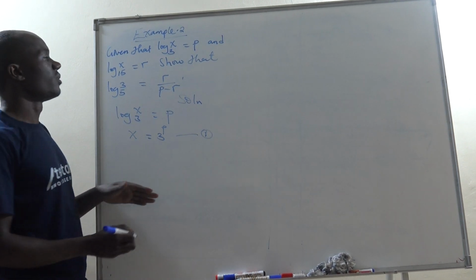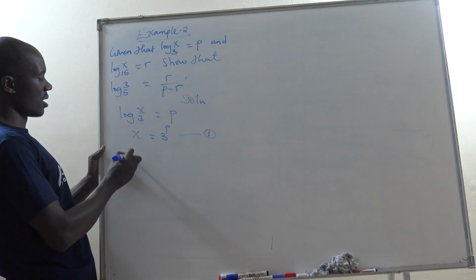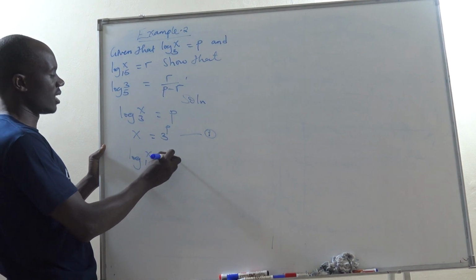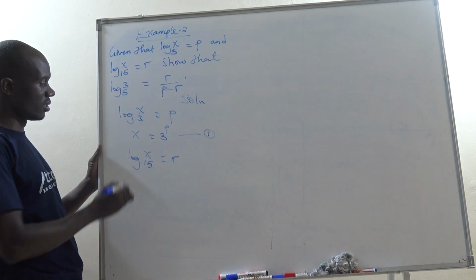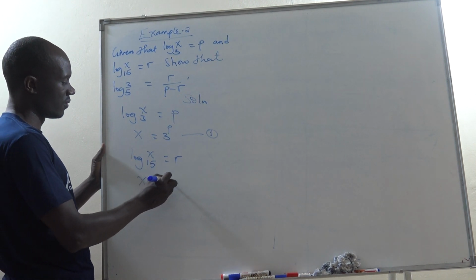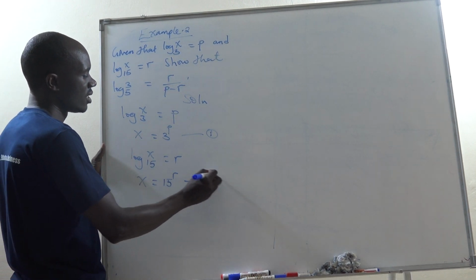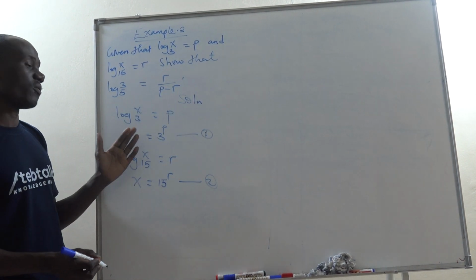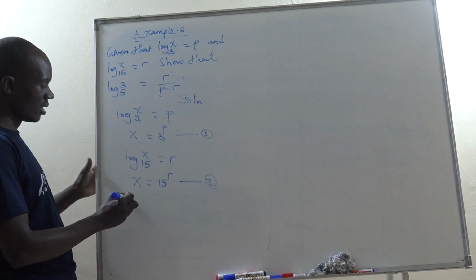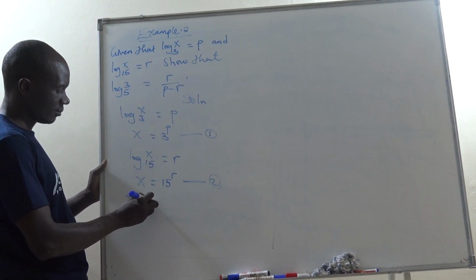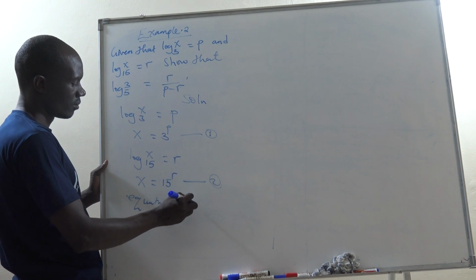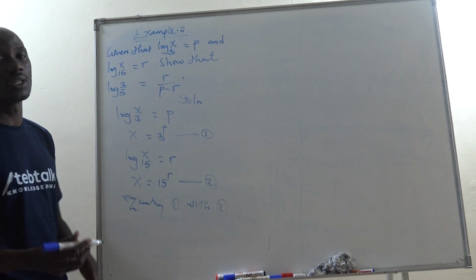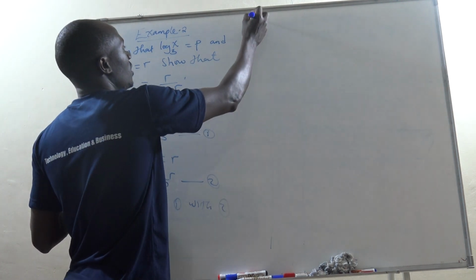I also come to the next one. Log of x base 15 equals r. We still apply the index laws. This is x equals 15 power r. This is the second. What are you seeing between equation 1 and equation 2? All of them are related with x. You can say equating 1 with 2, because this is x, this is x. We're going to equate equation 1 with equation 2.